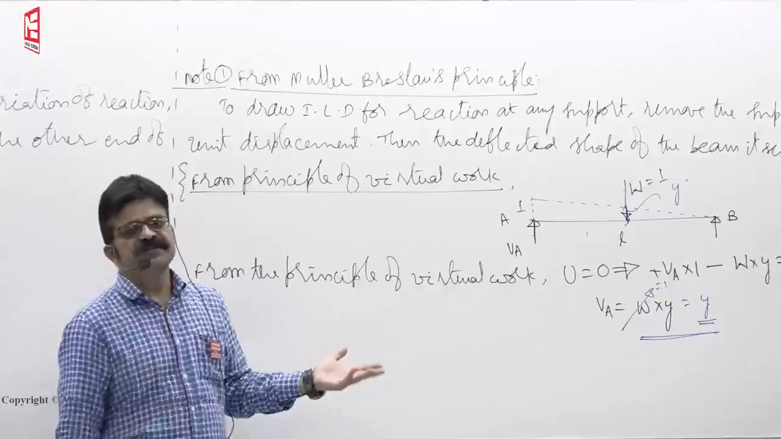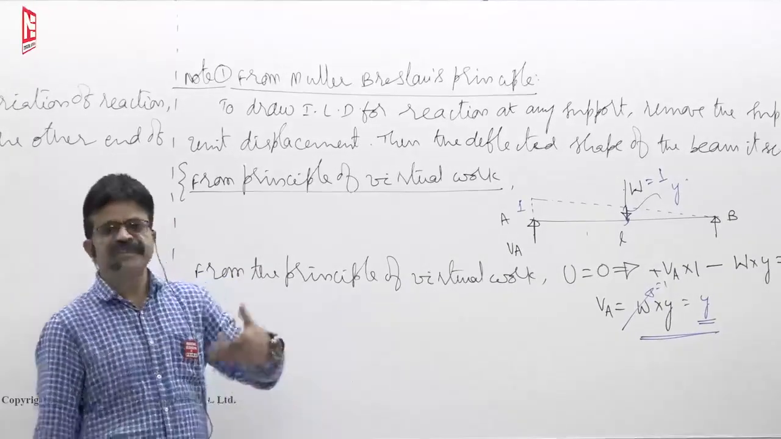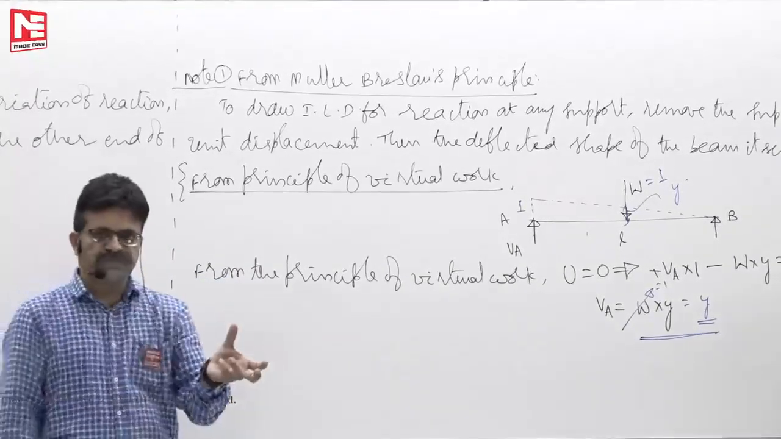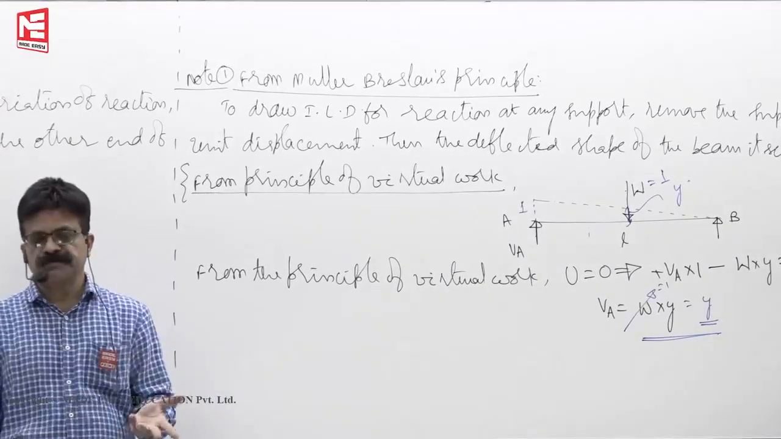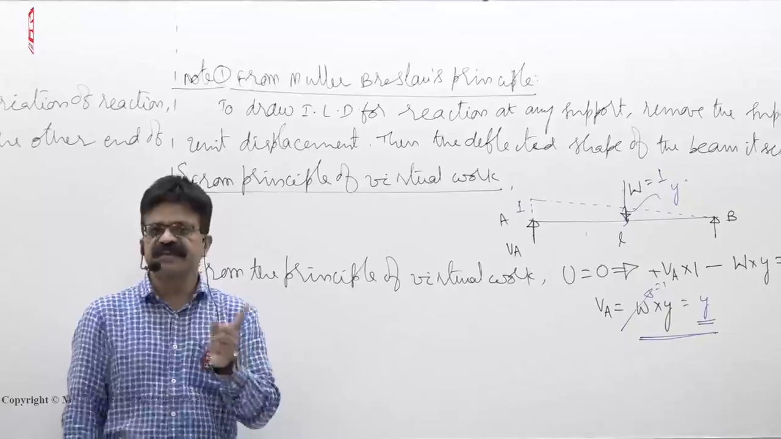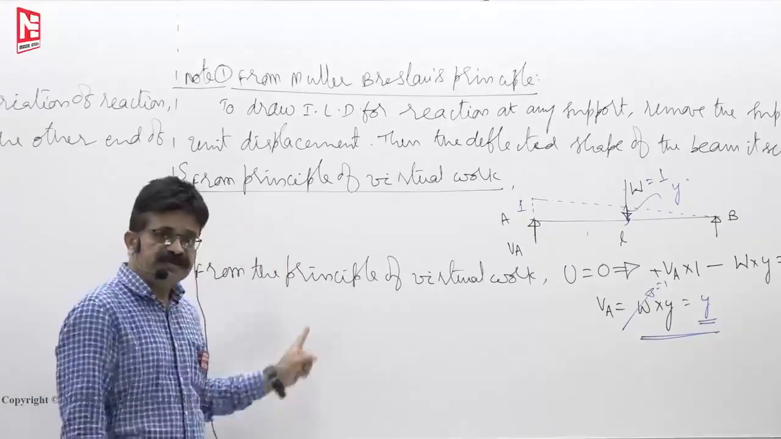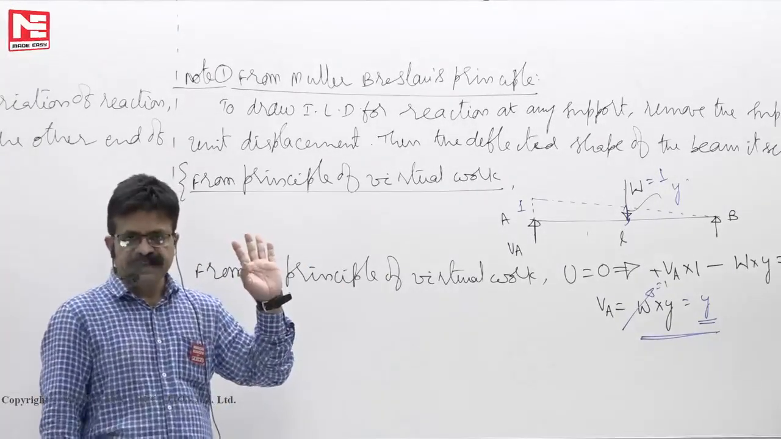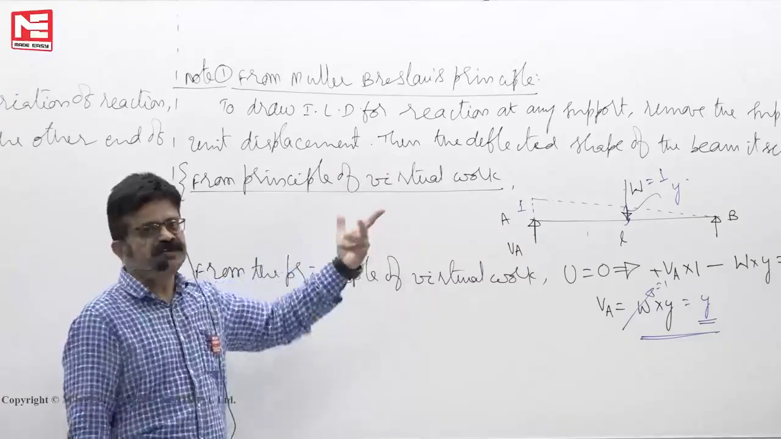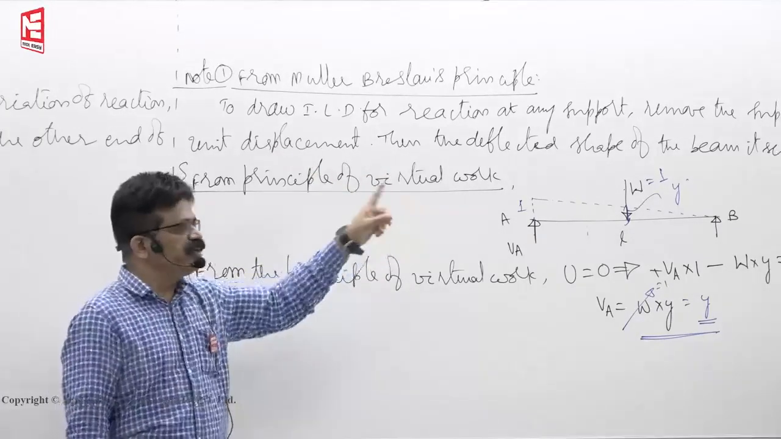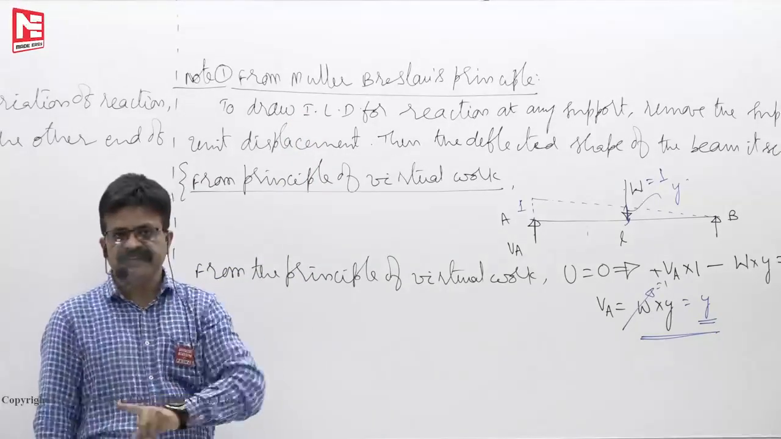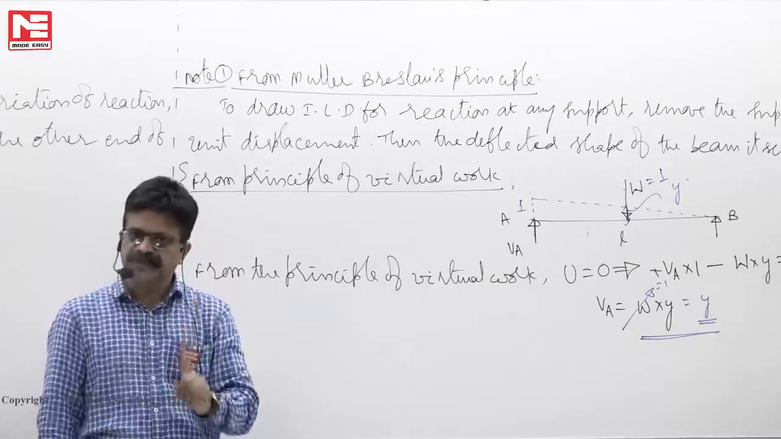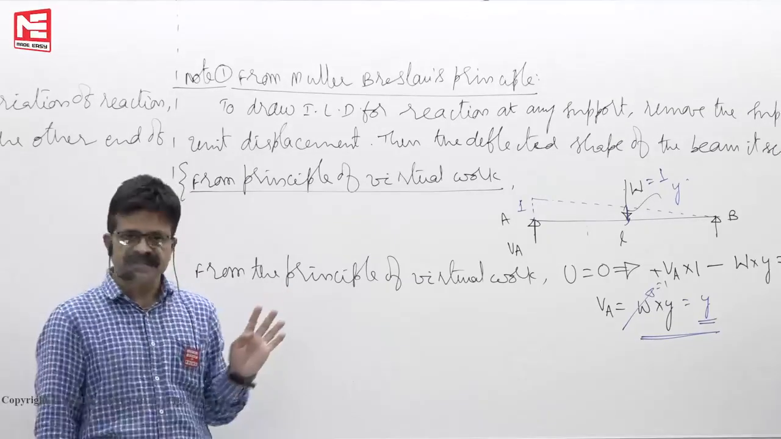Then later on, for deformed structures, we will use Betti's theorem to prove why it is applicable to indeterminate structures also. But whether it is a determinate or indeterminate structure, it must be a linear elastic structure only. Otherwise, you cannot make that linear interpolation. If 1 is moving, y is the displacement; if 10 kilonewton is moving, how much is it? That type of linear interpolation is valid only for linear elastic structures.